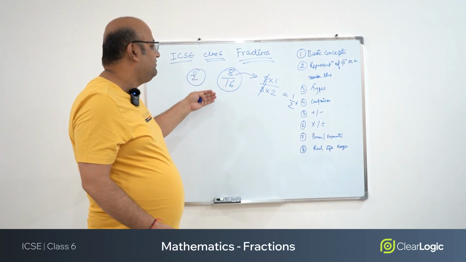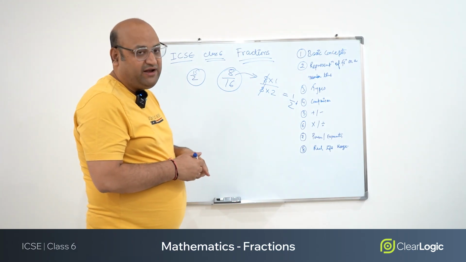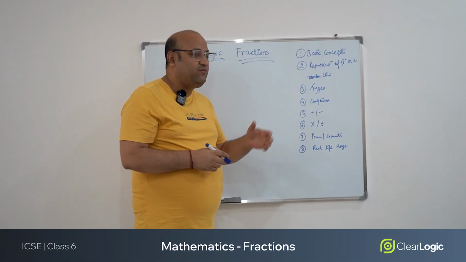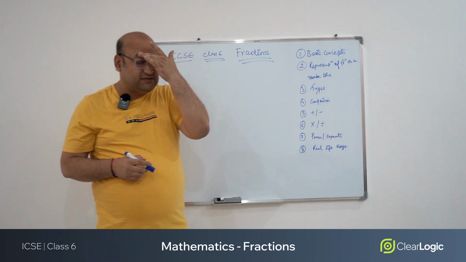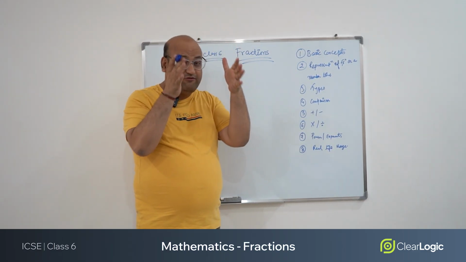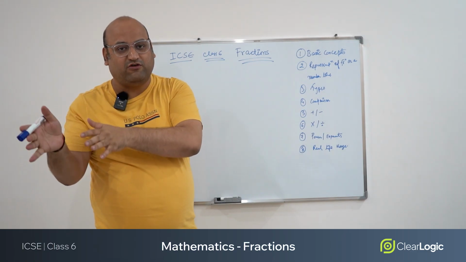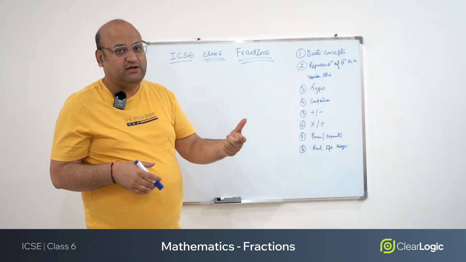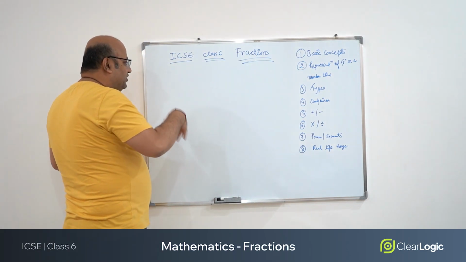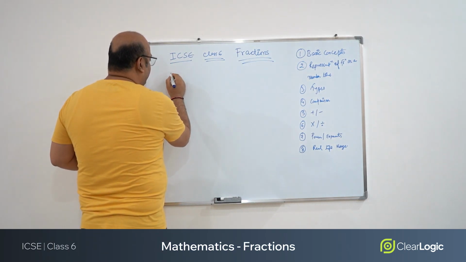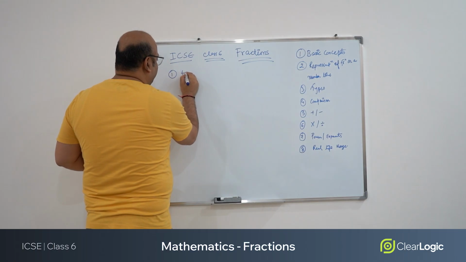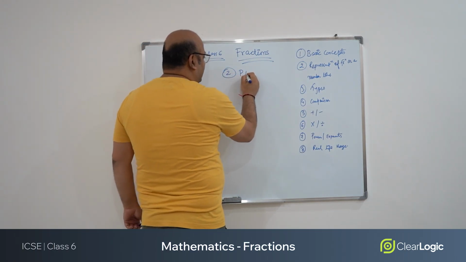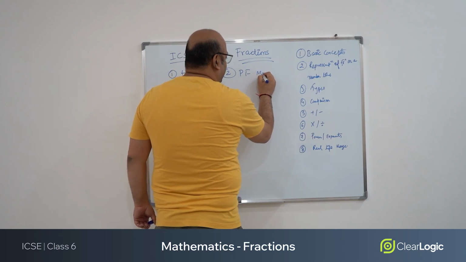So these are nothing but equivalent fractions, the method to find whether two fractions are equivalent or not. Now one more concept comes, and that is reducing a fraction into irreducible form. That is, you cannot reduce a fraction further. For a fraction to be in irreducible form, we have two methods.